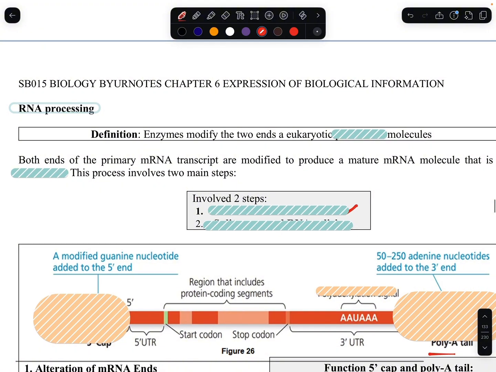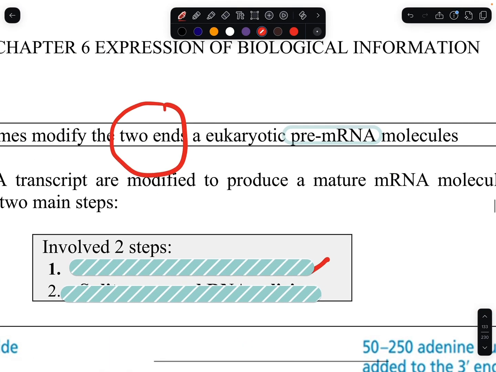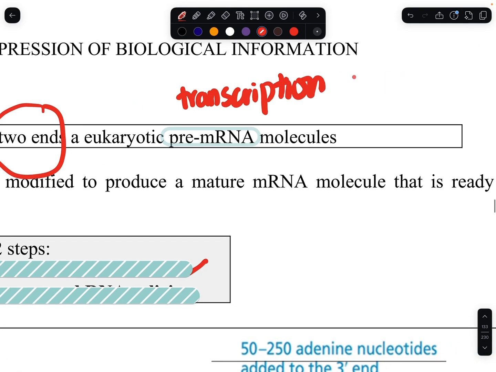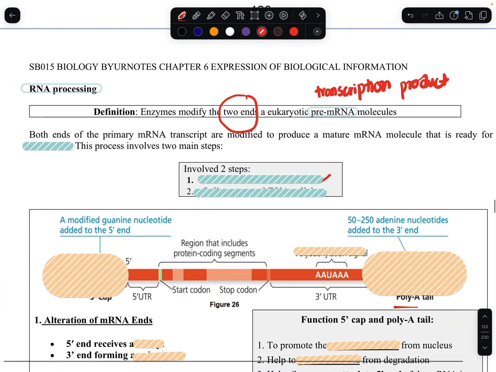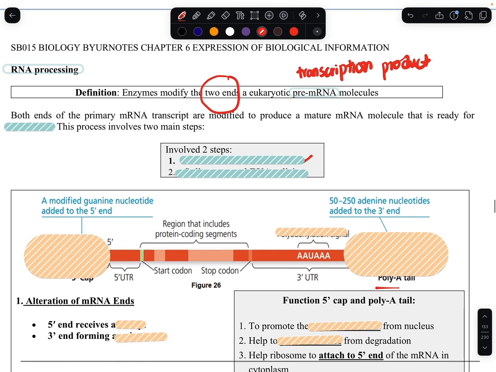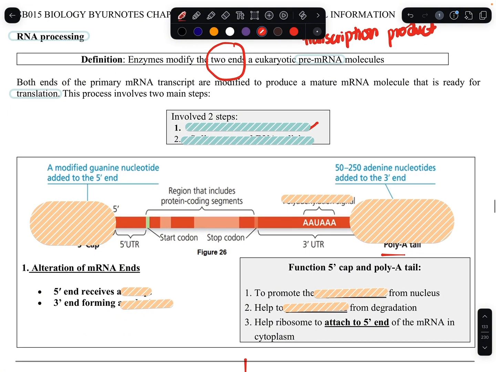Okay, so RNA processing ini adalah satu proses di mana kita modify two ends of a eukaryotic pre-mRNA molecule. So maksudnya ini kita dapat dari transcription. Ini hasil daripada transcription. So I'm going to put here transcription product. So now you have to know the primary mRNA transcript. Kita akan mempersiapsiagakan dia untuk apa? So we learn from central dogma, it is from transcription to translation. Okay, so in between transcription dengan translation kan, kita akan ada RNA processing. Okay, RNA processing ada dua step.